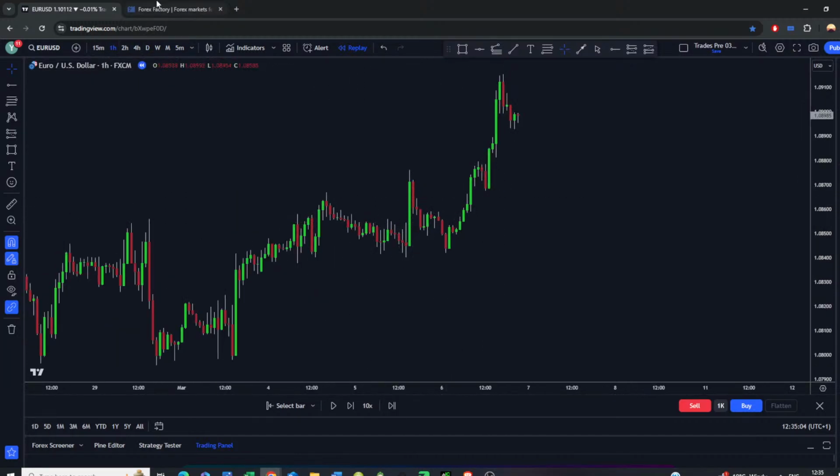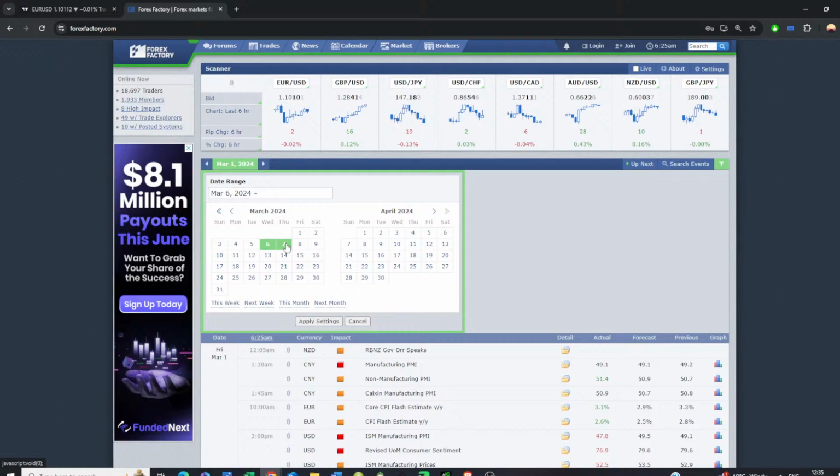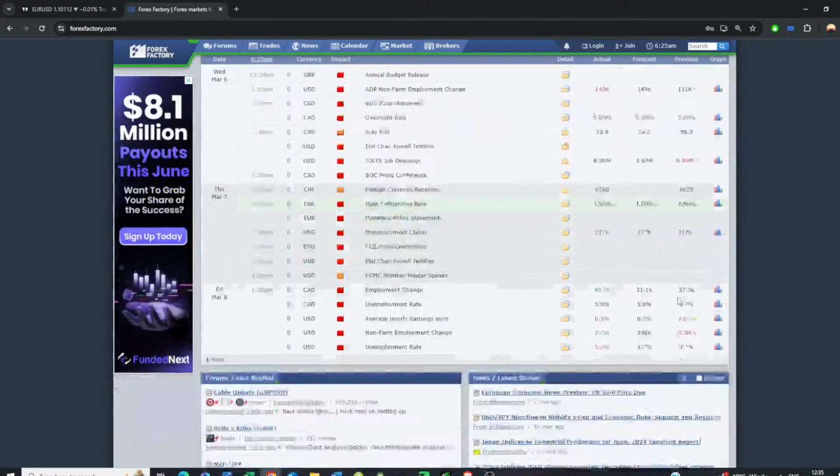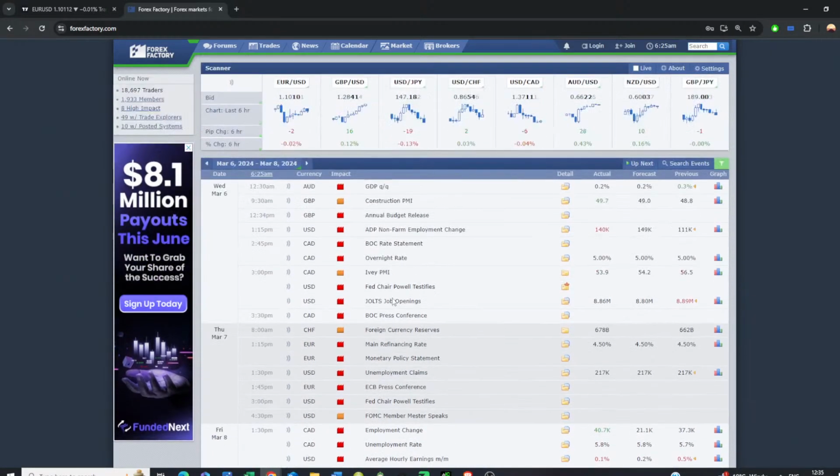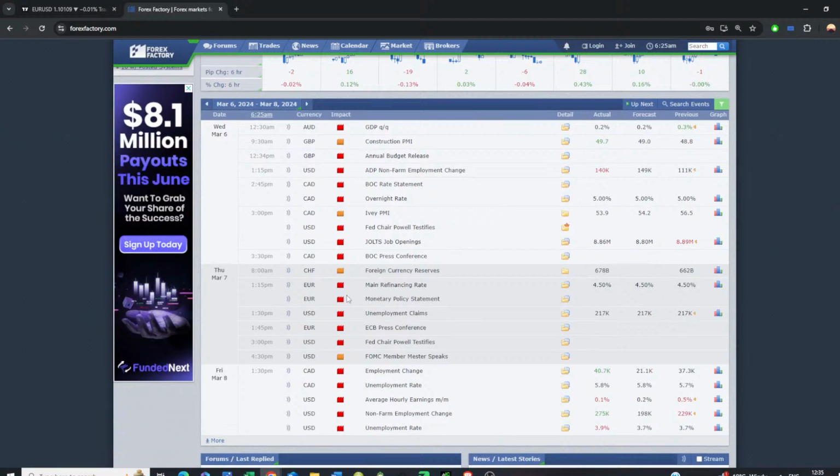What is this? The 6th of March. What did we have on the 6th to 8th? Let's have a look. On the 8th, we have NFP coming up. On the 6th, we have Fed Powell testifying. And then we have Euro policy, monetary policy statement and rate, followed by unemployment claims and ECB and Fed press conferences.